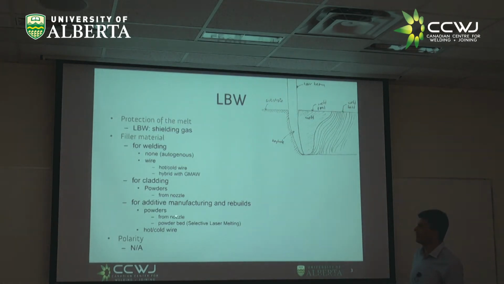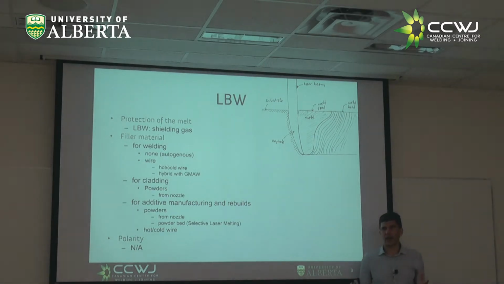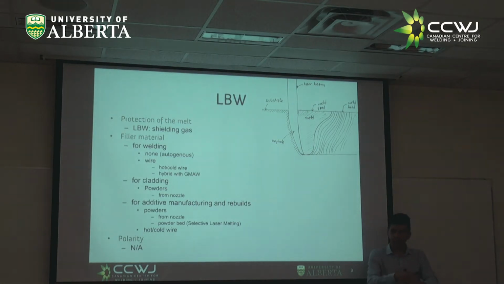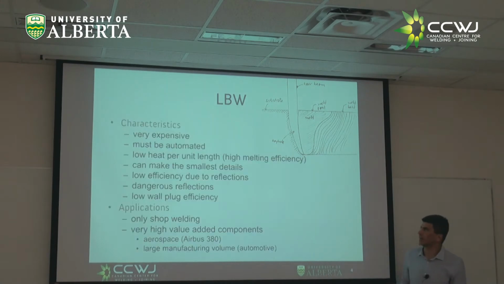In that case, for additive manufacturing, you would blow powders. You can use a hot or a cold wire. And sometimes, in the case of additive manufacturing, you can have a powder bed, right? In which, instead of blowing the powders, you just melt selectively what was in there. Of course, the polarity doesn't matter now because it's just light coming in.